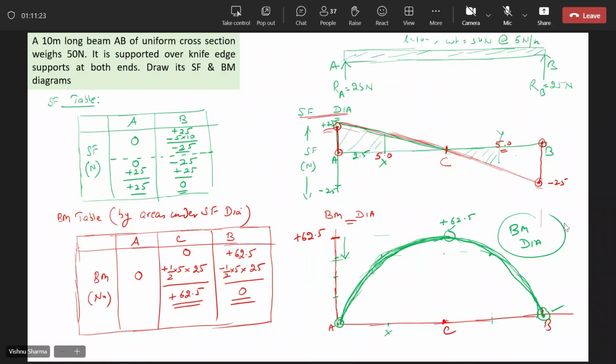It will always be governed by the SF diagram shape. The shape of the SF diagram will be directed by the beam diagram, and the BM shape will be directed by the SF diagram. Now you can review it and let me know if you have any questions to clarify. Let me know if you have any questions.